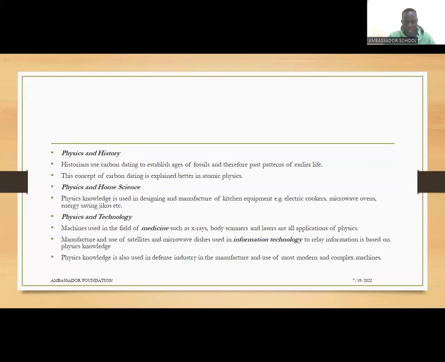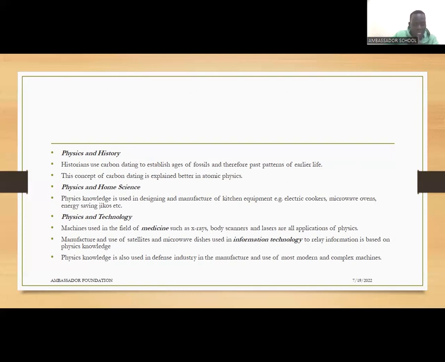Physics and home science, for example. Home science uses some electrical equipments. For example, electric cookers, microwaves, energy saving jikos, though it's not an electric equipment, but the way it has been made to save energy is because of physics. How it has been molded using clay soil, which is a poor conductor of heat, is a knowledge from physics. To prepare an electric cooker, even the word electric alone, it means it requires the knowledge of physics.